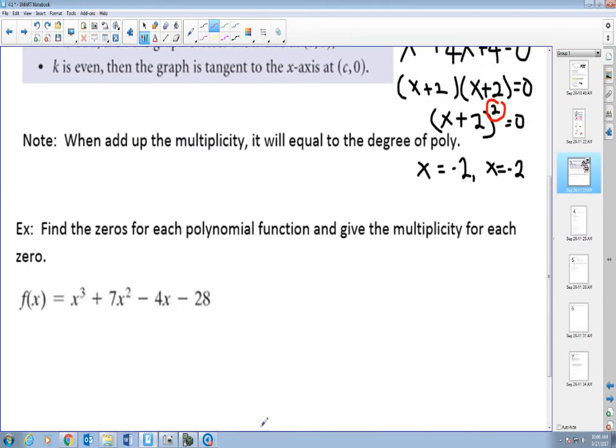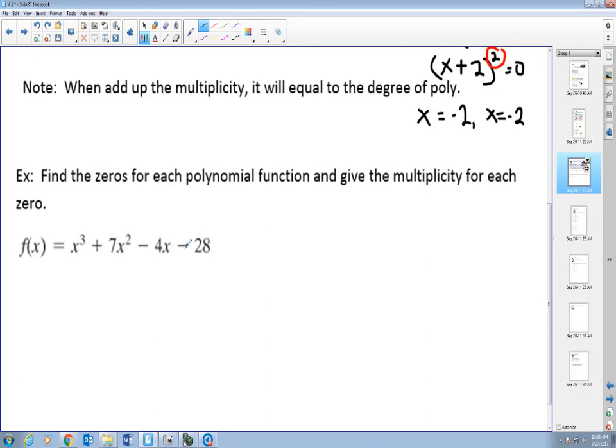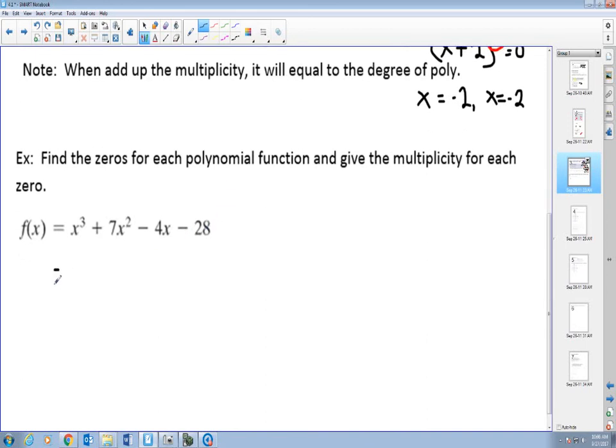All right, so let me give you this example here. Finding the zeros of each polynomial function. We can actually graph this function and we will see the zeros. But I'm going to show y'all how to do this problem by thinking about the even and odd multiplicity. And this problem is factorable.